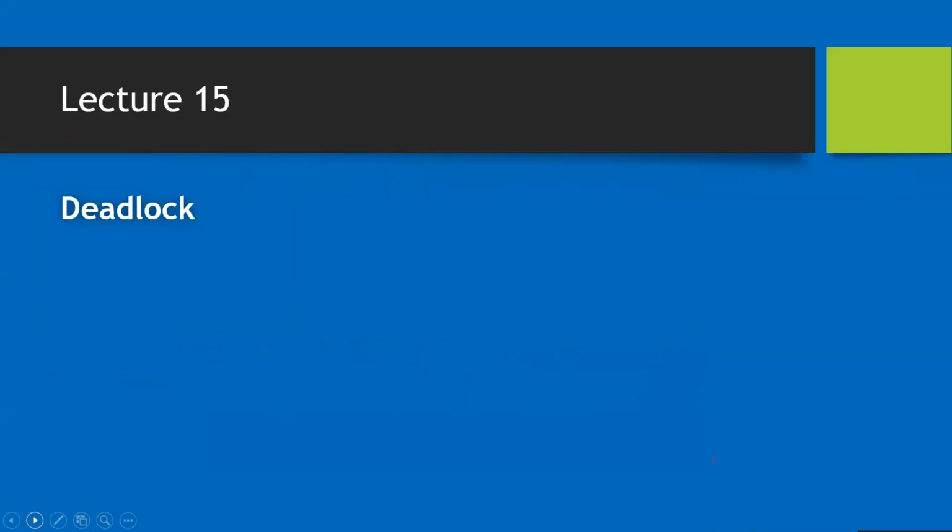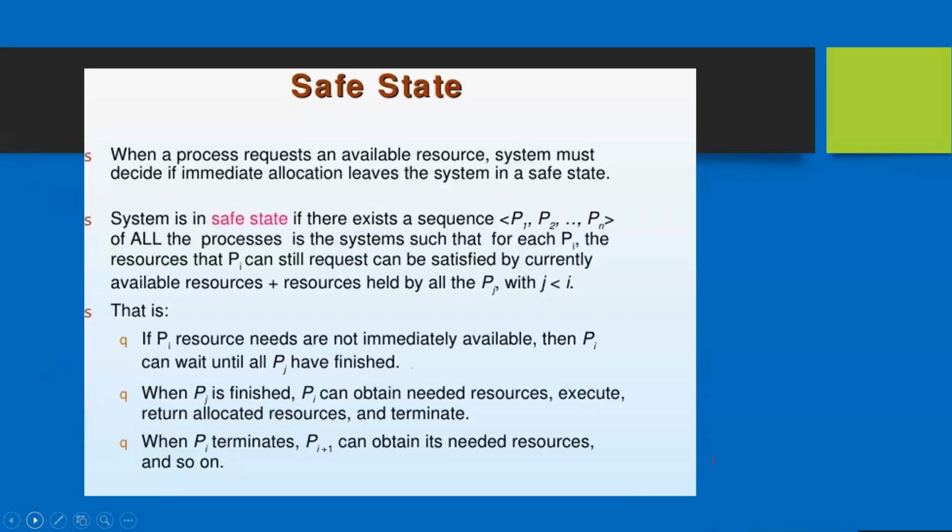Today we will learn about deadlock. This is the condition of safe state. What type of situation will we term as safe state? When the system is not in a deadlock state, then it is called safe state.